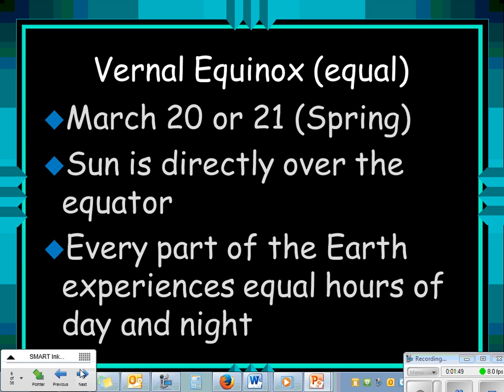The vernal equinox. Vernal means spring. Equinox means equal. This happens in March, around the 21st or the 22nd. And again, that's spring. And the sun is directly over the equator. So the way I tell you all to remember it is equinox equal equator. At the equinox, it's equal parts of day and night, and the sun is directly on the equator. All the E's go together. Equinox equal equator. Every part of the Earth experiences equal hours of day and night.